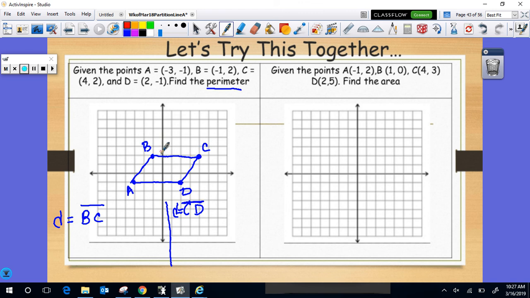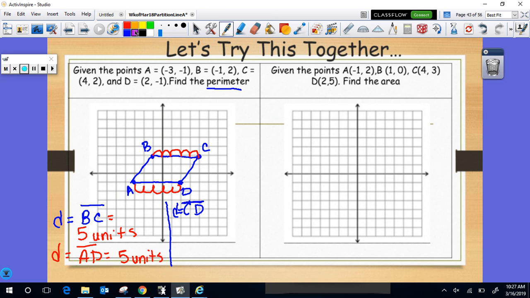Ooh, easy. We got lucky, guys. You just count. So the distance for BC is 1, 2, 3, 4, 5. So you get a break there. This is 5 units. And it looks like AD may be the same. 1, 2, 3, 4, 5 units there. Woo, that was easy. Okay, so we just counted.